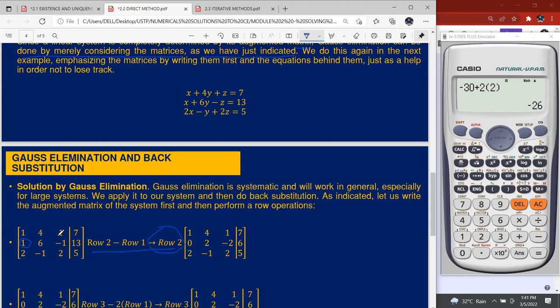Okay? 1 minus 1 is 0. Yung dili mausab, which is 0, 1, 0, 3, i-copy na lang natin diretso. Ang mausab, 0, 2 lang. Then i-perform ang operation. So row 2 minus row 1 to row 2. So you have 1 minus 1 is 0. 6 minus 4, 2. Okay? Negative 1 minus 1, negative 2. And 13 minus 7 is 6.